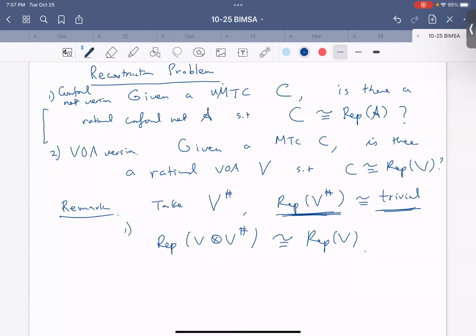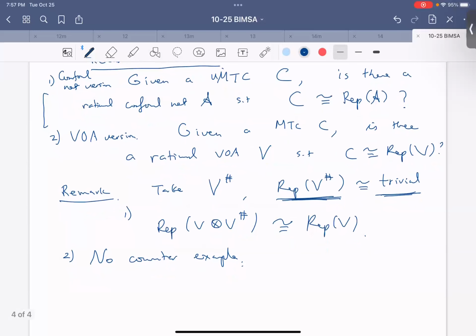I made the first remark, and the second remark is that there's no counterexample. By this I mean, if you come up with a unitary modular tensor category C, can you show that there's no rational conformal net such that its representation category is isomorphic to C? No counterexample in the following sense. The most famous one, I guess, is the Haagerup subfactor. Sorry, I may have misspelled Haagerup. For those of you who know, it is one of the most interesting exotic subfactors.